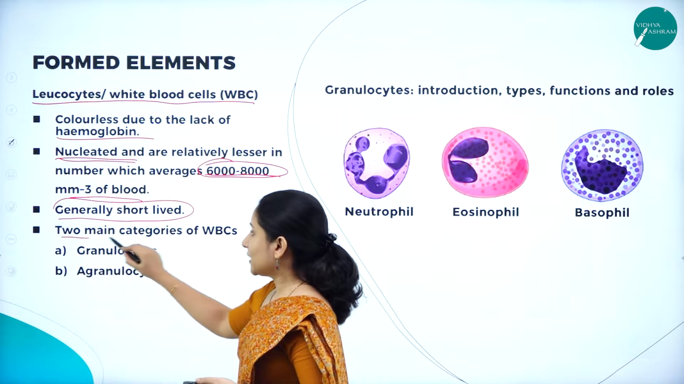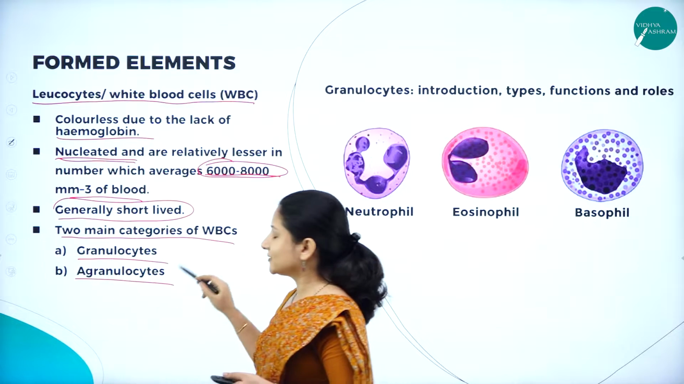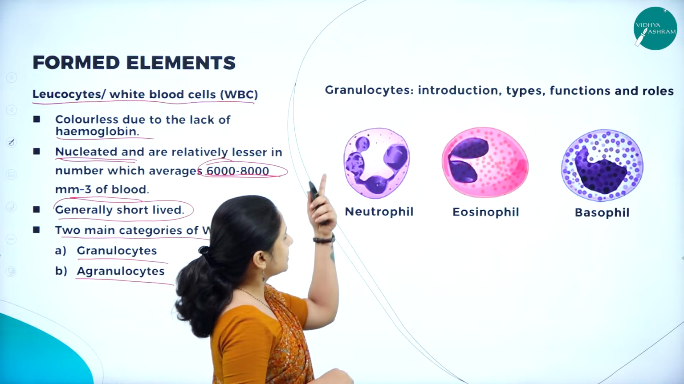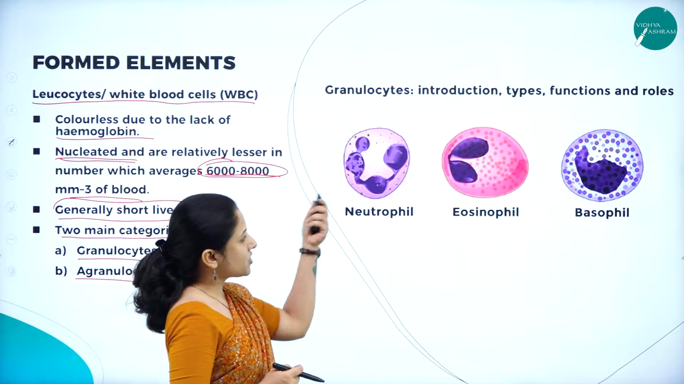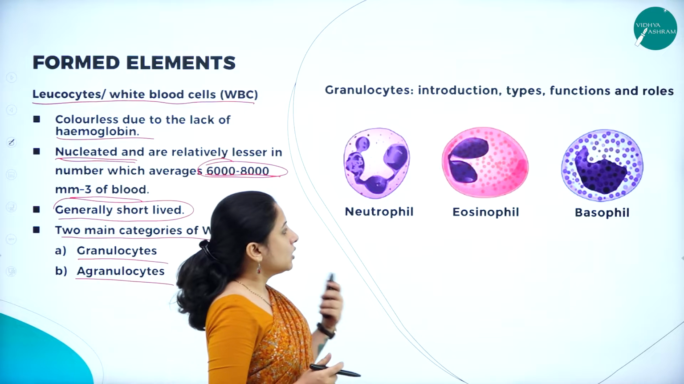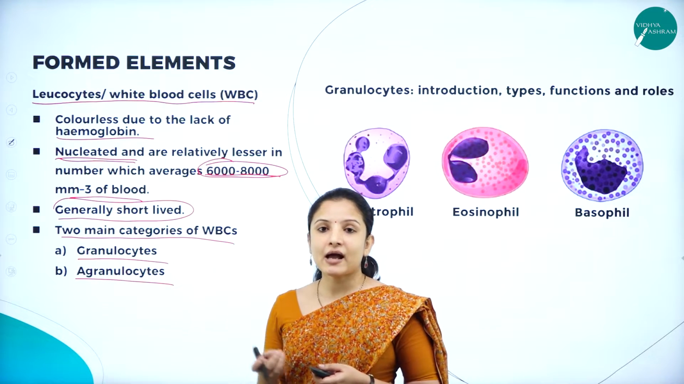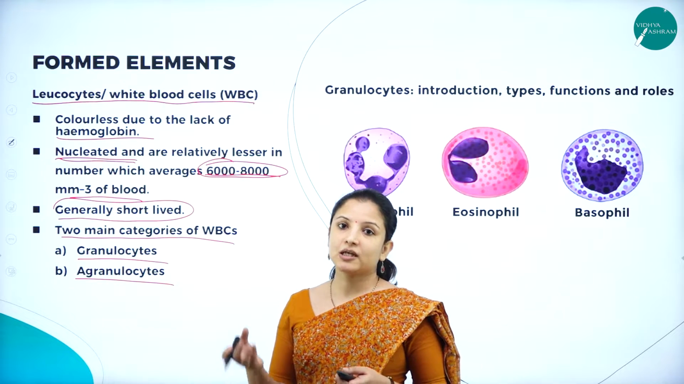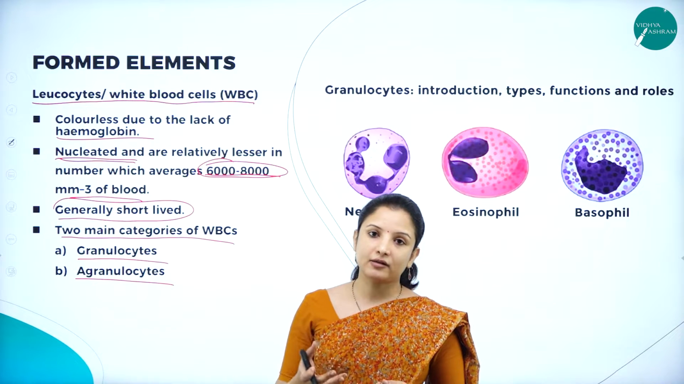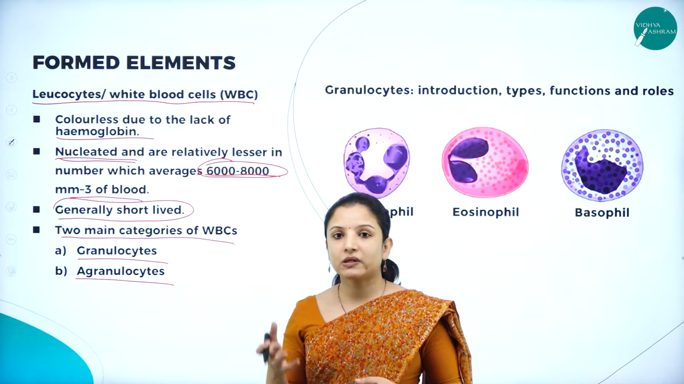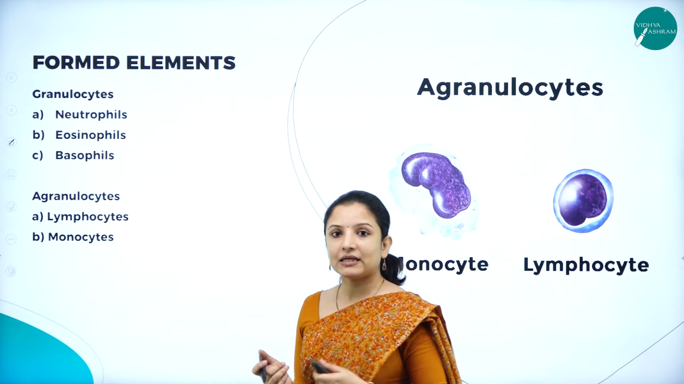And the WBCs are of two major categories. One is called the granulocytes and the other one is the agranulocytes. So if you can see here, the granulocytes and the agranulocytes that are present. We shall study each of these one by one. The name itself suggests granulocytes means they have granular-like substances in them. That is why they are called the granulocytes. Agranulocytes do not have granular-like substances in them, so that is why they are called the agranulocytes.